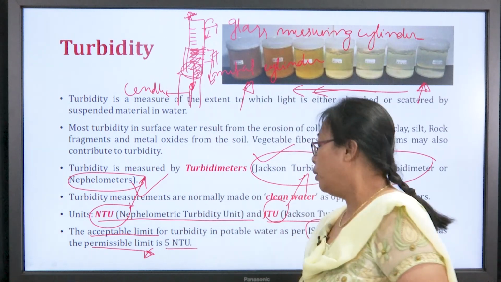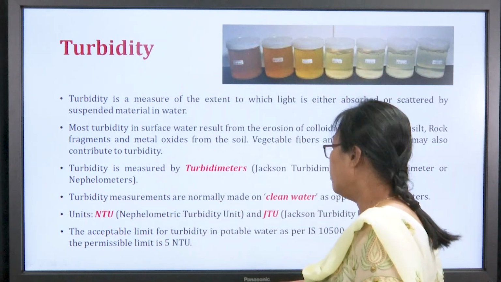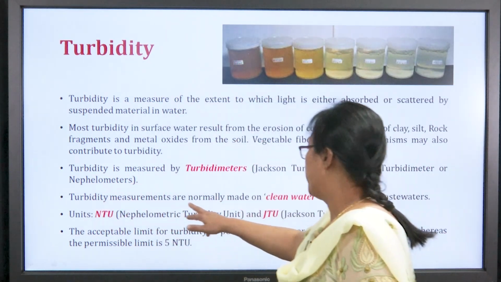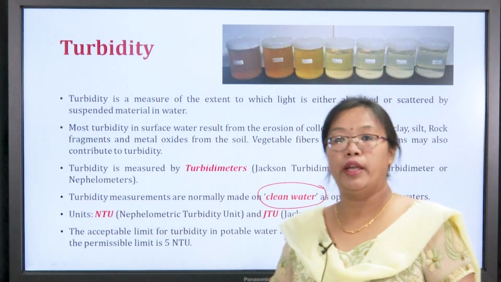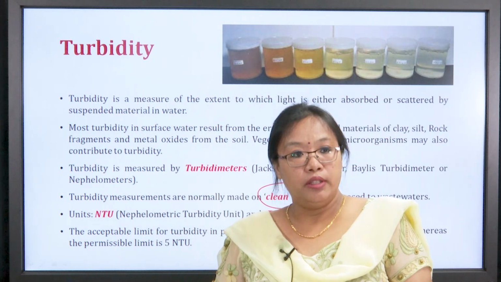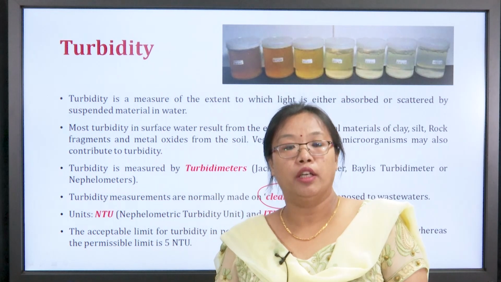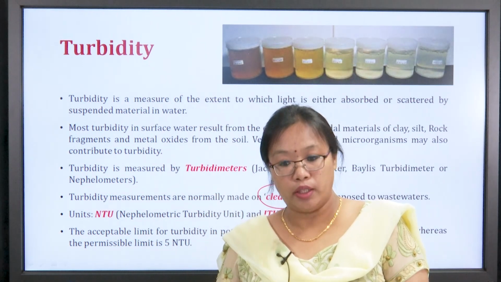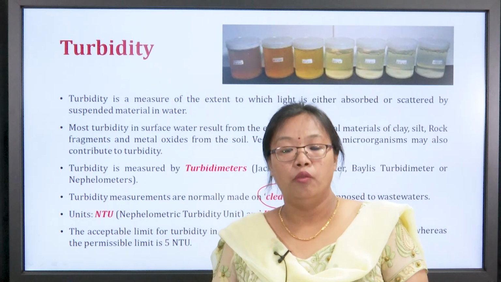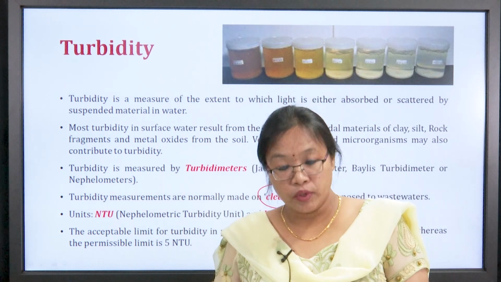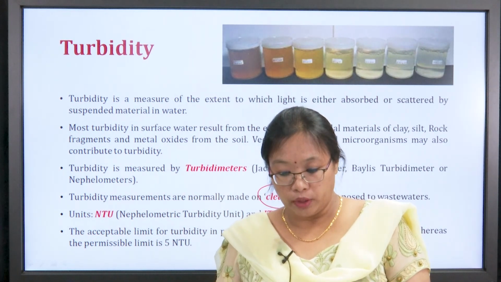Okay, now one more thing here. I have written here that turbidity measurements are normally made on clean water as opposed to wastewater. Why? Because when we talk about wastewater, we know it is going to be dirty, and turbidity should not be an issue because it is already known. But when we talk about potable water, we want it to be clean, without turbidity. So, whatever turbidity measurements we are doing, we are doing only for clean water or potable water, as you say.